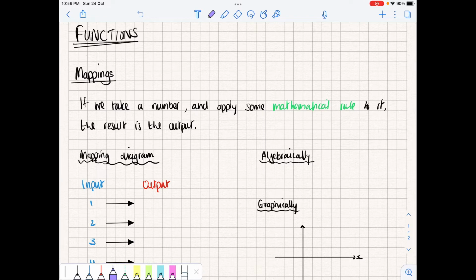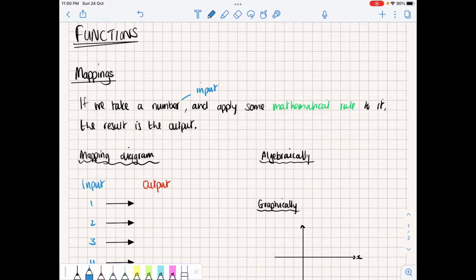So, if we take some number, we could call this number the input. And if we applied some kind of mathematical rule to it, so that could be squaring, multiplying, dividing, any of the mathematical rules, the result of all of that is what we call the output. So how mappings work is we can represent mappings in one of three ways.